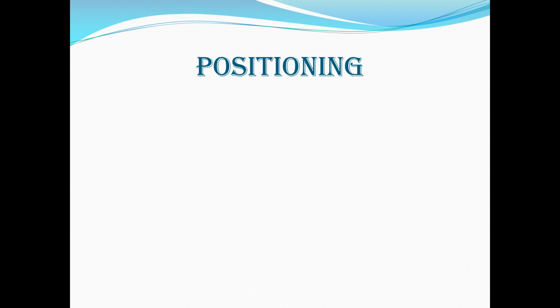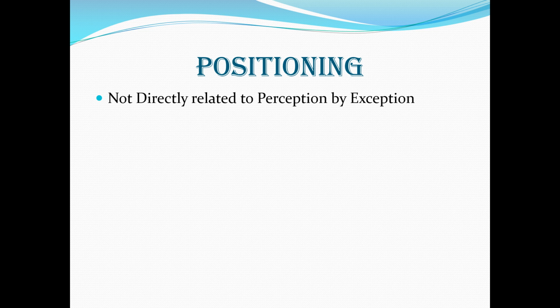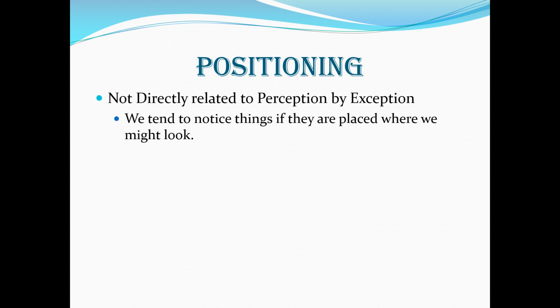Positioning. Positioning is not directly related to perception by exception, but what we find is this. We tend to notice things if they are placed where we might look, okay? So some people have gotten some wild ideas to place ads in places you wouldn't think, such as a college basketball game or an NBA or WNBA basketball game where you see the banners constantly changing in front of the press stand or something like that.